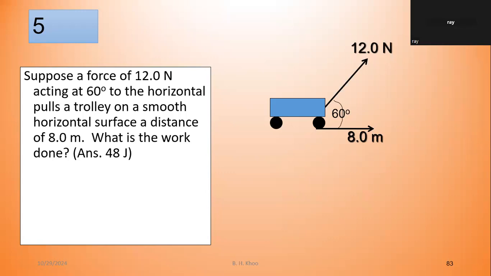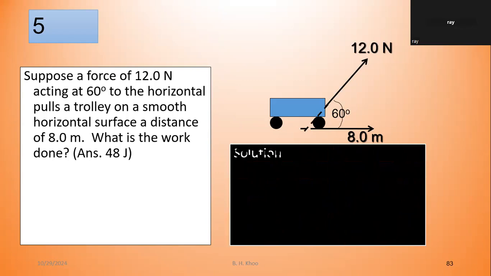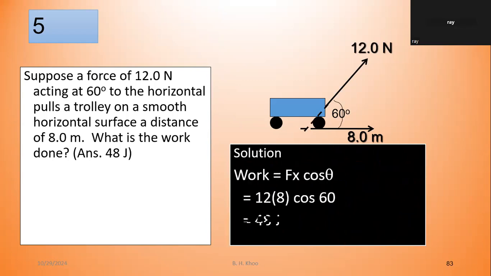So you use force times distance: 12 cos 60 times 8. So it's F times s times cos theta, cos 60. Yeah, 48 joules. If you get 48, you are right. F s cos theta, or 12 times 8 times cos 60.